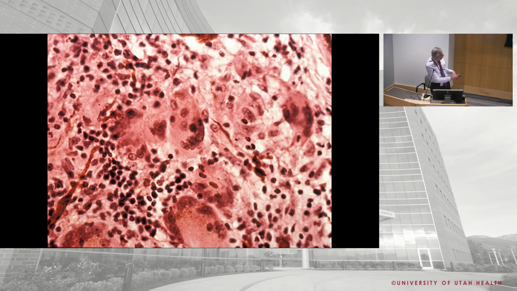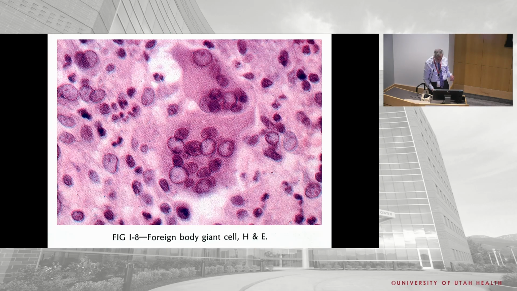And here's what a Langhans type giant cell looks like right here. You see it's forming a horseshoe with the nuclei coming around the edges and then the cytoplasm in the center. We call them giant cells because, compared to normal lymphocytes, they're really giant. They're very big. And so that's a giant cell that you see.